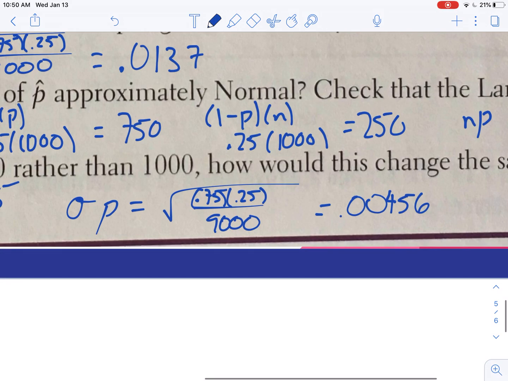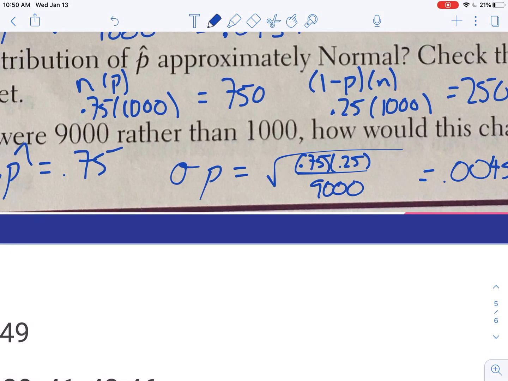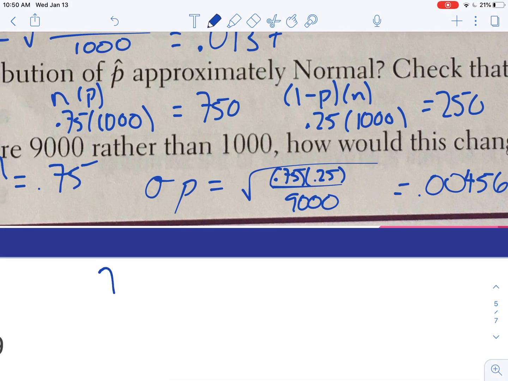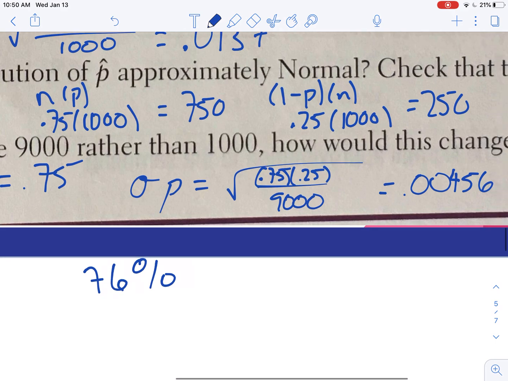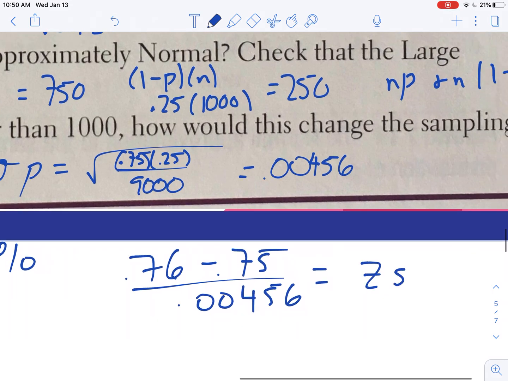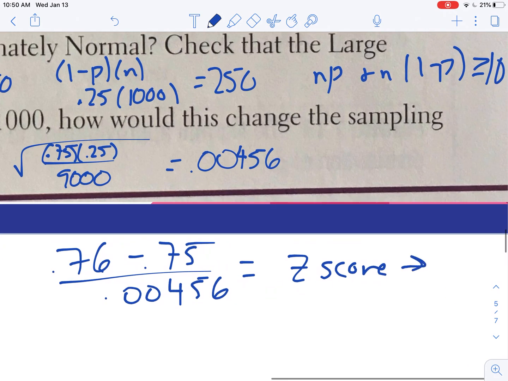And then from here, if I wanted to figure out a probability, let's work with this 9,000. If I wanted to figure out the probability of getting 76%, I would go through the process of 0.76 minus 0.75 over that standard deviation. I would find my z-score, and I would use that z-score to get my proportion. And from that proportion, I could basically say, this is the proportion of people.